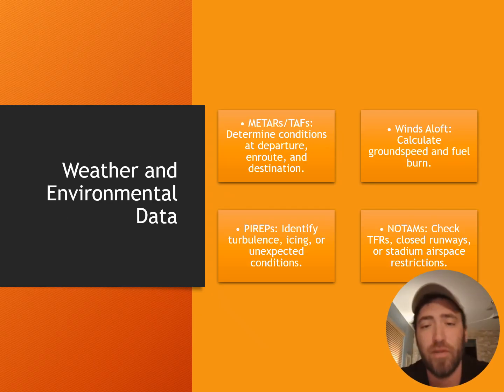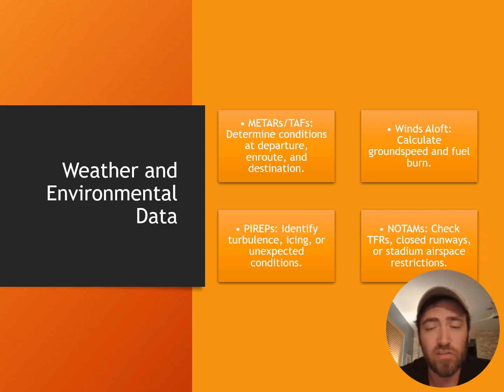So for the weather and environmental data, the METARs and TAFs are going to determine our conditions of weather at departure, along the route, and at the destination. Winds aloft will help us calculate our ground speed and our fuel burn as we go through our planning process. For the PIREPs, as well as NOTAMs, we want to check all of those, make sure that there are no TFRs along the way, make sure that there are no closed runways or any sort of airspace restrictions, especially because of baseball games going on, if we plan on using an airport that's going to be close to that stadium.